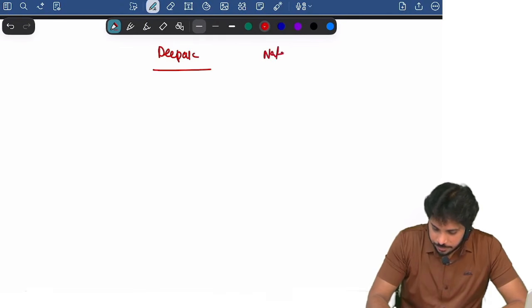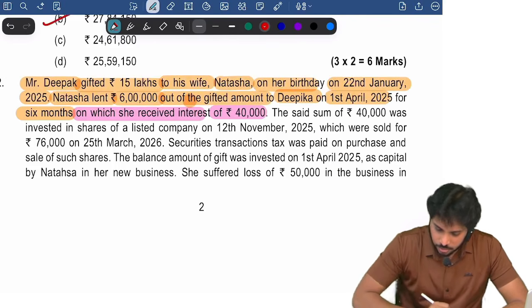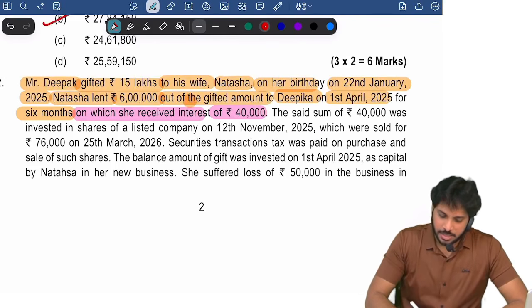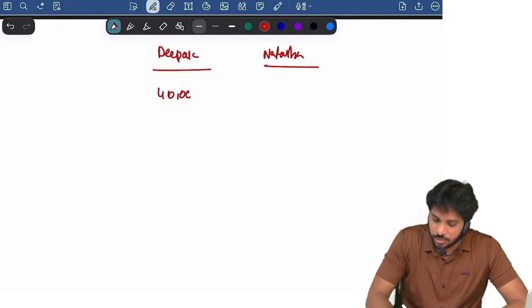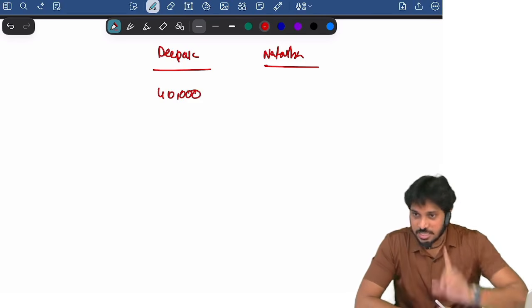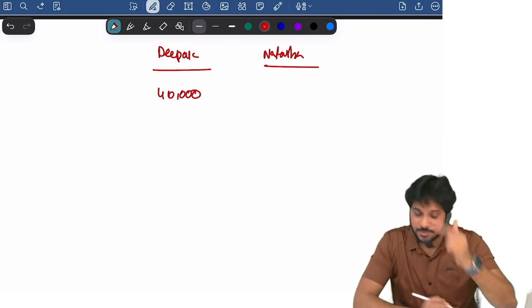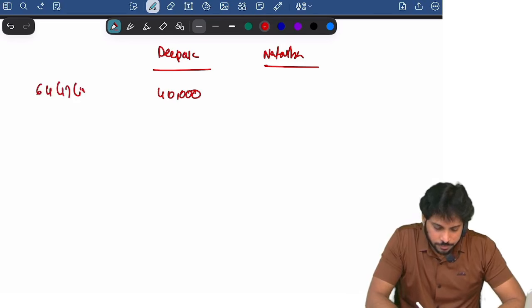Deepak, Natasha. Now, if you observe, Deepak gifted to his wife, and the wife lent that money for 6 months and she received interest. This amount is clubbed in the hands of Deepak only. Yes or no? Because Deepak is the transferor. Section 64 subsection 1 clause number 4.